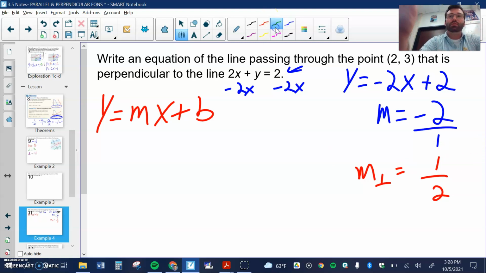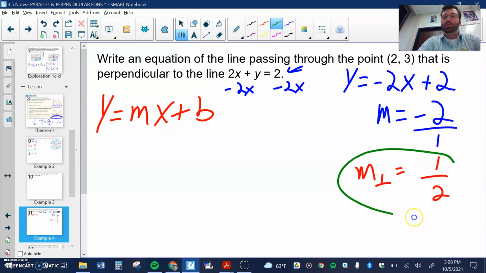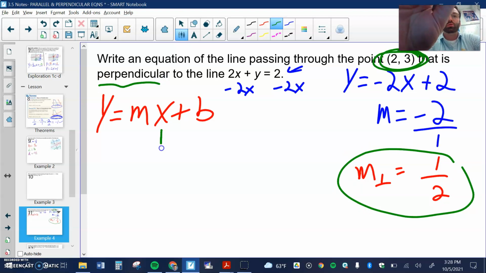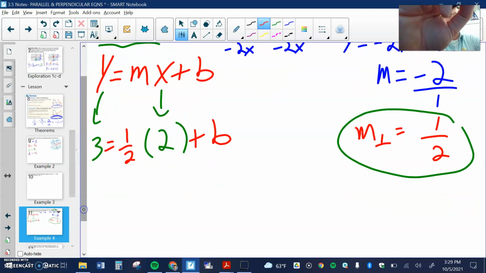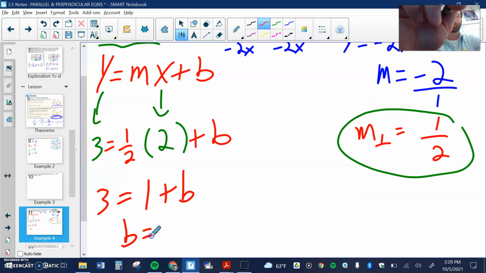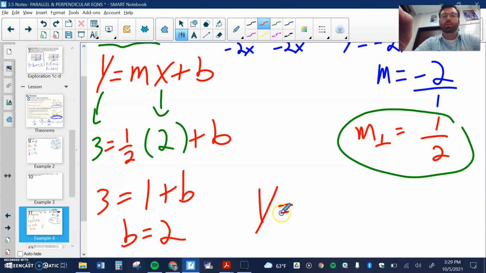All right, so here's our slope. Here's the point that it has to go through. Since it has to go through this point (2, 3), 2 is my x, 3 is my y. I know that m is 1/2, and I'm trying to find b. So 3 equals 1/2 times 2, which is 1, plus b, so b equals 2. So in y equals mx plus b form, y equals 1/2 x plus 2.